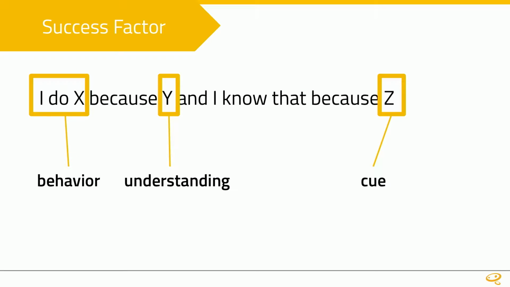So here's the success factor, or the parts of it. You write it in the first person. A success factor is a little bit user story and a little bit heuristic, and is usually made up of 3 parts: a behavior, an understanding, and a cue. And thanks to Natalie for helping me figure out some good names for these different parts.